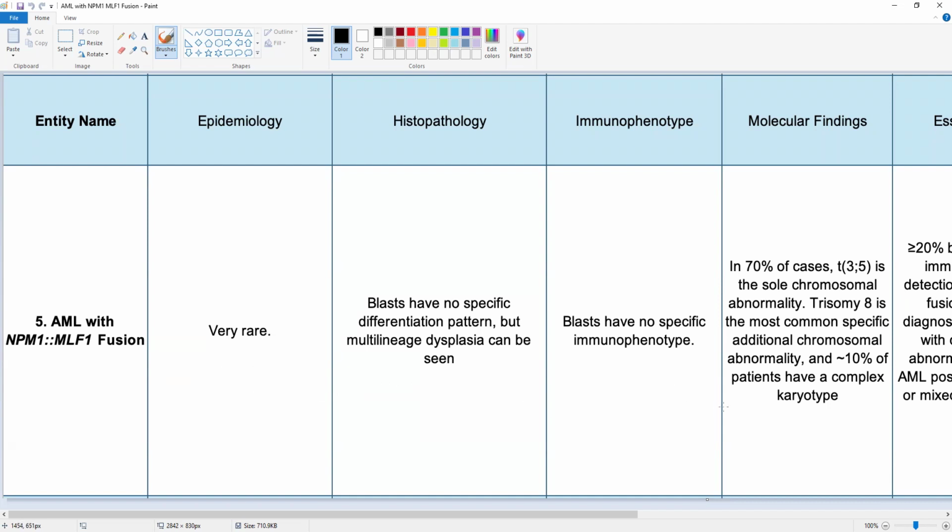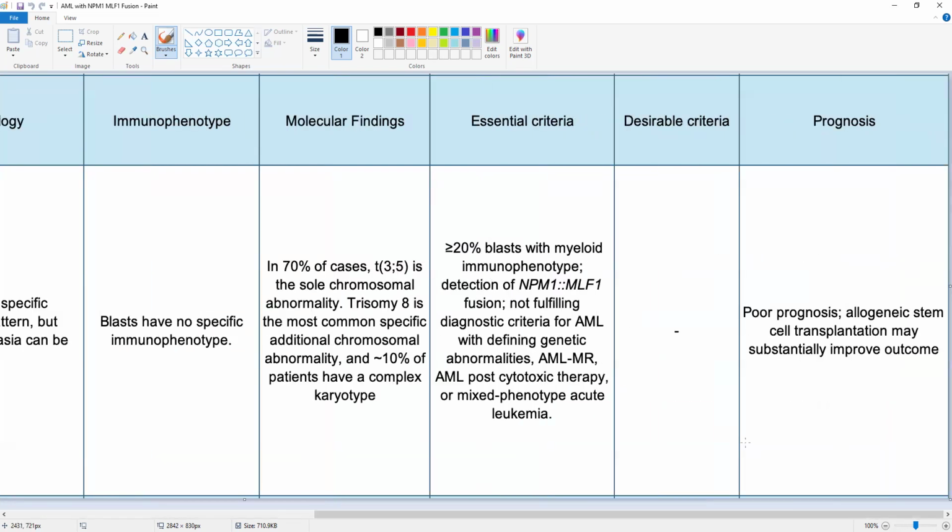Trisomy 8 is the most common specific additional chromosomal abnormality, and about 10% of the patients have a complex karyotype. The criteria to make the diagnosis is the same as the previous entities, and you have to identify the NPM1-MLF1 fusion. And as for the prognosis, it's generally poor. However, allogeneic stem cell transplantation may substantially improve outcome in these patients.